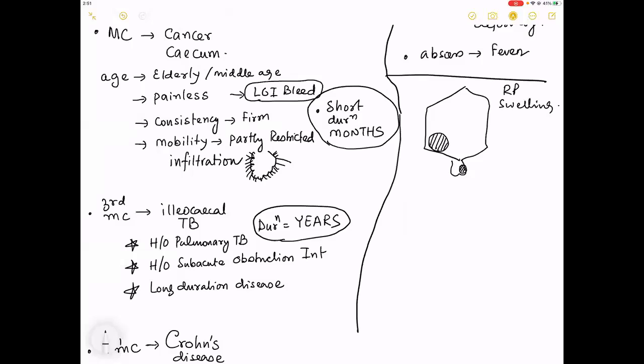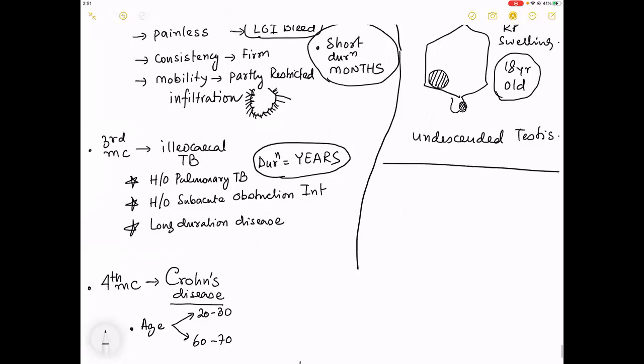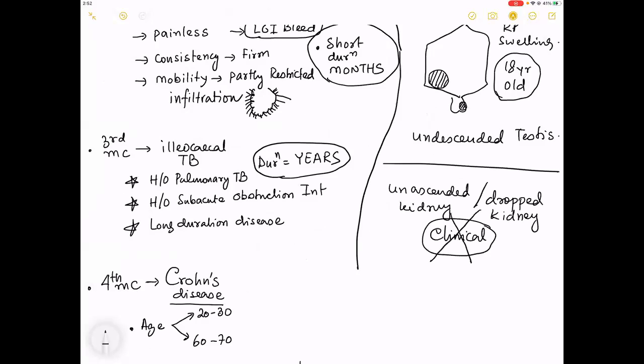Can you tell me the reason for the retroperitoneal swelling in this 18-year-old? Very good. It is an undescended testis. Okay, done. So this completes it. An unascended kidney or a dropped kidney cannot be diagnosed by clinical examination. If you have diagnosed this clinically, either you are God or you have known the ultrasound diagnosis. Please do not mention a right-sided retroperitoneal swelling to be a dropped kidney.